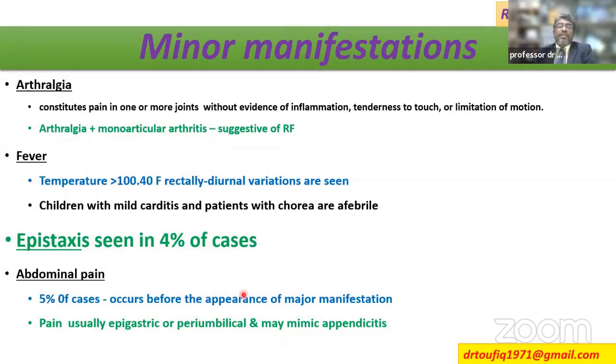So we have discussed the major criteria. Now there are some minor manifestations, or minor criteria, like arthralgia. Patient may have fever. Patient may have epistaxis, that is nasal bleeding, seen in 4% of cases. And patient may have abdominal pain also, in 5% of the cases.